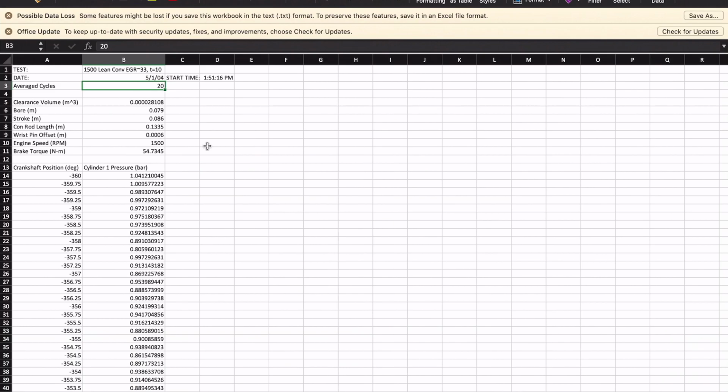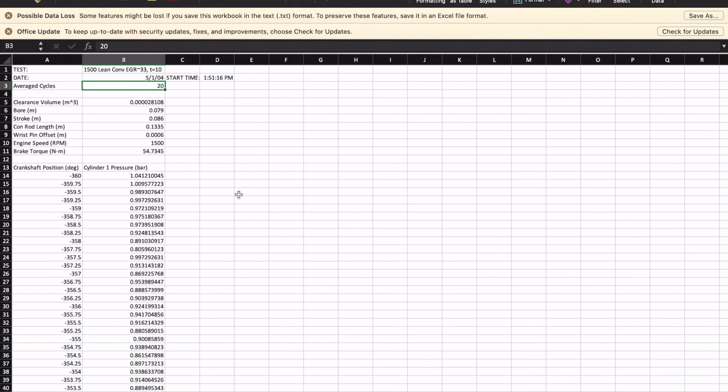Just for your curiosity, what that means is the data acquisition system recorded 20 individual consecutive cycles, and then the post-processing software took those 20 individual cycles and averaged them, and then gave the output that you see below here, which I'll go over in just a moment.